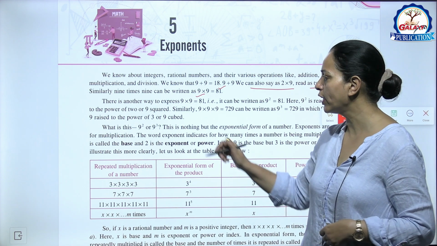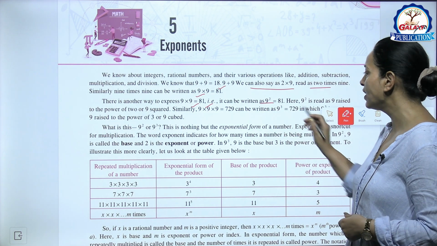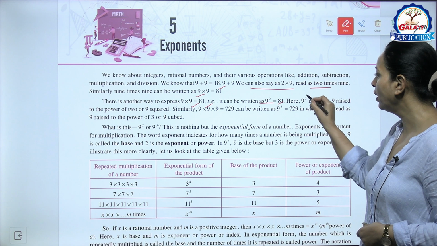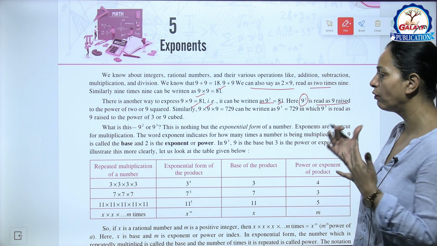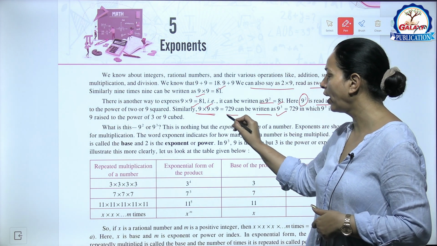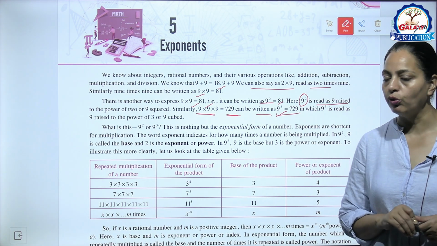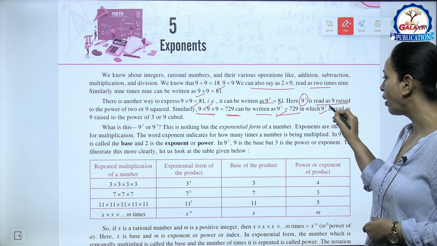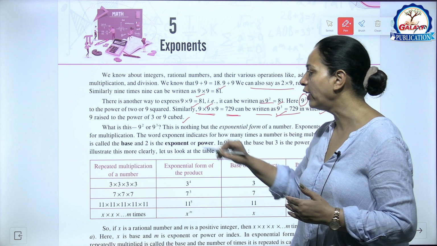There is another way to express 9 into 9 equals 81, that is it can be written as 9 raised to the power 2, that is 81. So here 9 raised to the power 2 is read as 9 raised to the power 2 or 9 squared. Similarly, 9 into 9 into 9 is 729. It can be written as 9 raised to the power 3 equals 729, in which 9 raised to the power 3 is read as 9 raised to the power 3 or 9 cube.